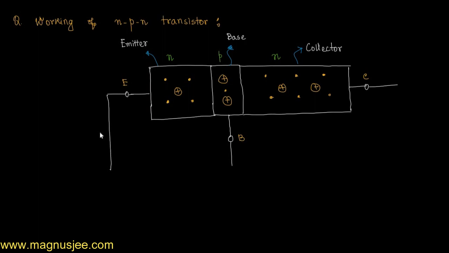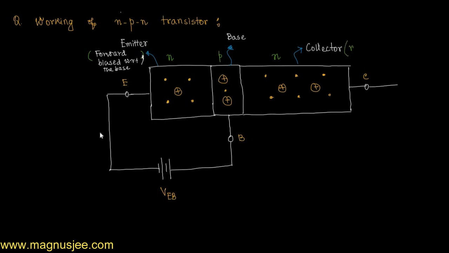Now, the emitter is forward biased with respect to the base, by connecting an external battery of EMF VEB. In this case the emitter is always forward biased with respect to the base. That's why the N-type emitter is connected to the negative terminal of the external battery VEB.